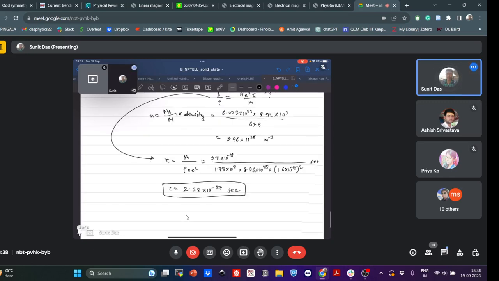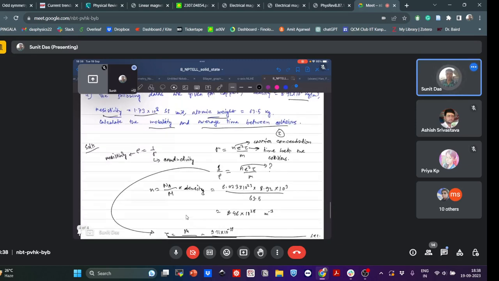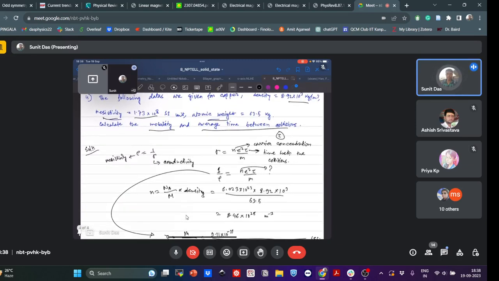So this is the average time between the collisions. And this relation of conductivity actually comes from the Drude model of electronic conduction. Okay.